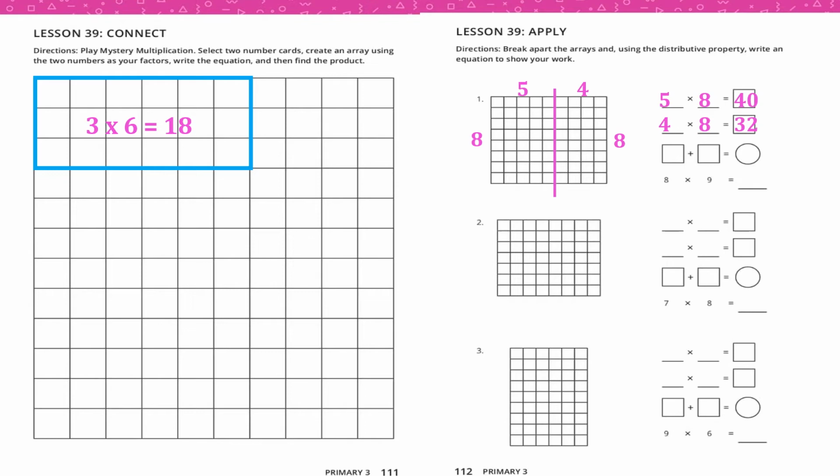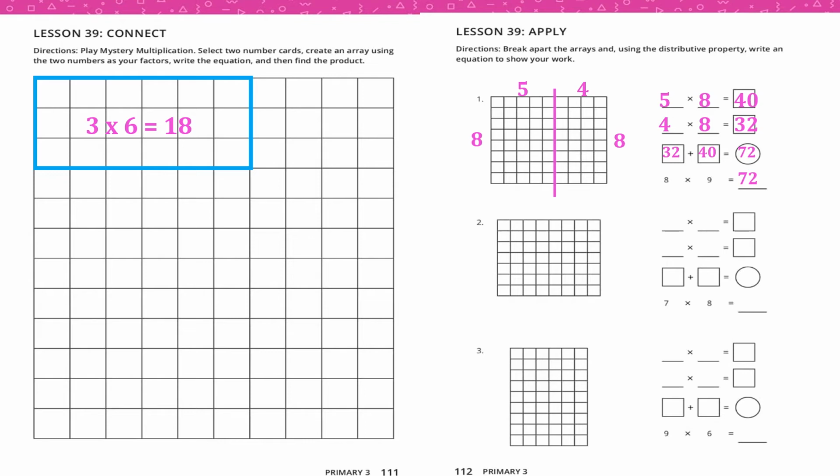I will add the products from the first array and the second array. It will be 32 plus 40 equals 72, or 40 plus 32, I can use the commutative property as I want, equals 72. It's the same as if I didn't break apart or split the array. The big array will be 9 columns and 8 rows. So 8 times 9 equals 72 also.